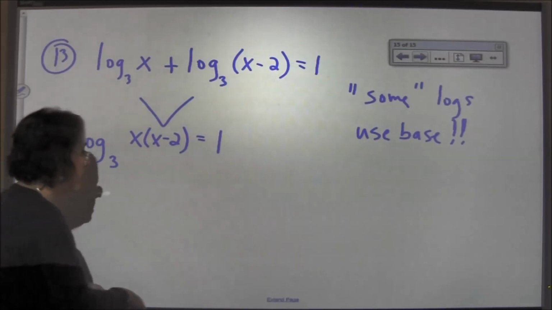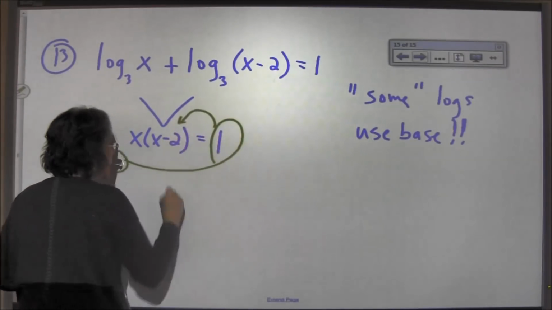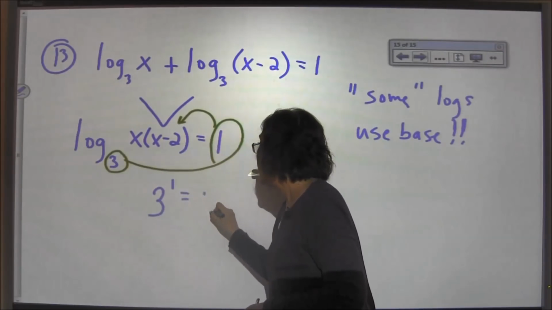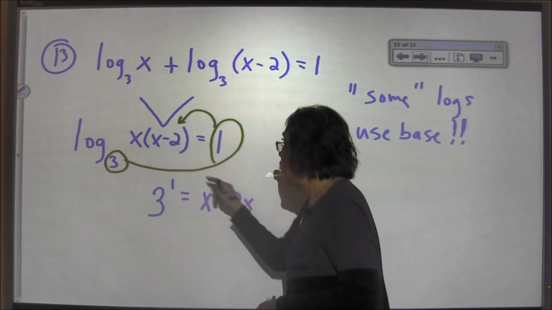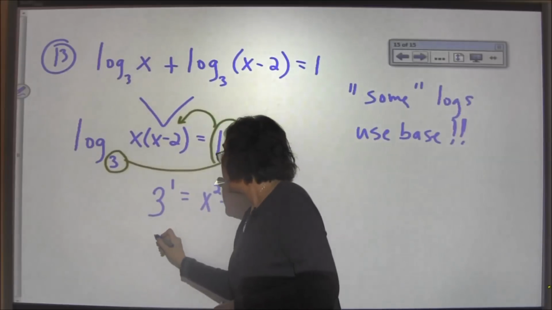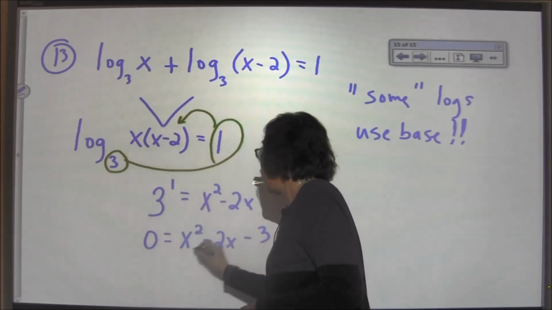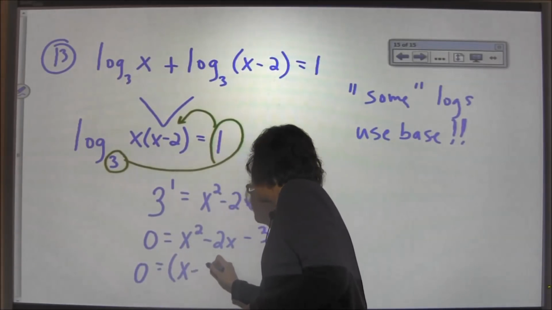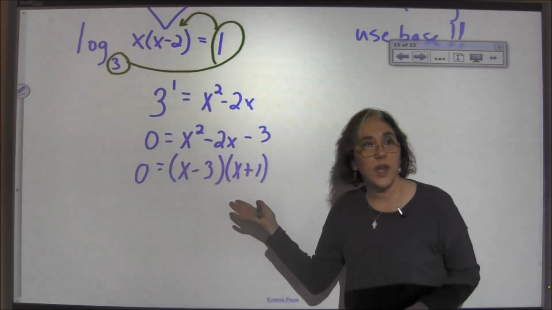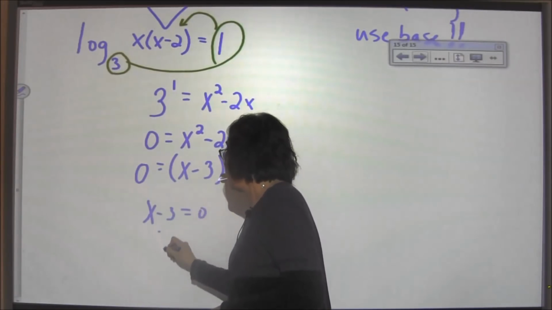Then use the log rule. The base to the exponent equals the argument. So that is 3 to the first power equals x squared minus 2x. X times 2 is 2x. That's where I lost some people too. 3 to the first power is just 3. So I'm going to subtract it. And then we're going to factor. Now we're using other methods because now we have a quadratic equation, and so I'm factoring. And I set the factors equal to 0 and solve.